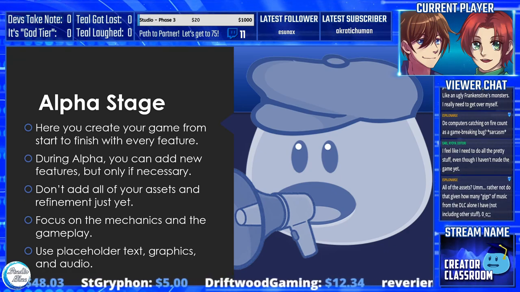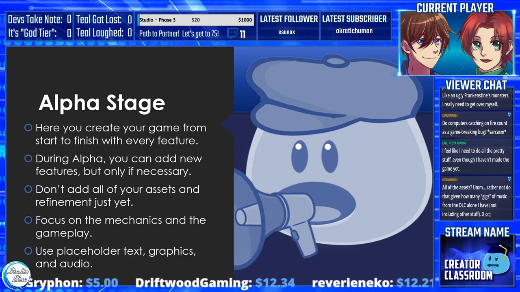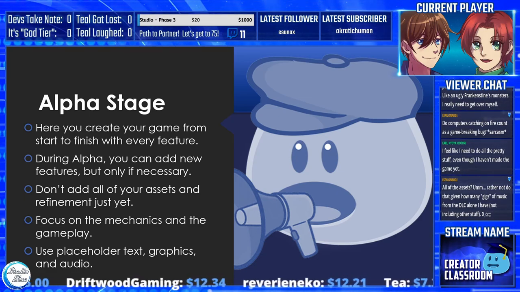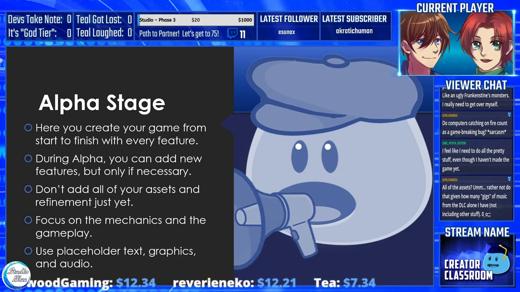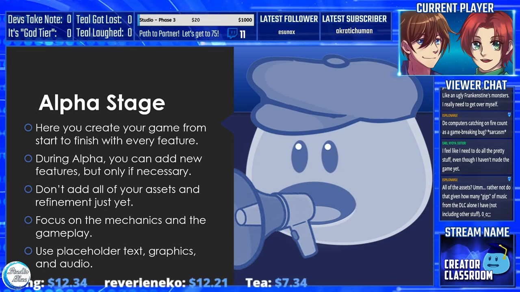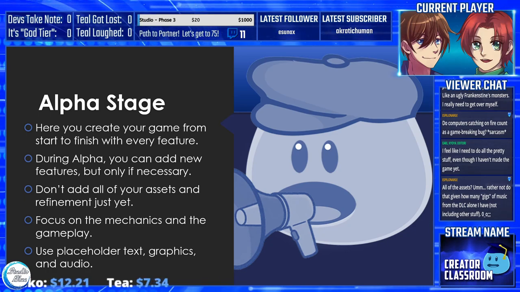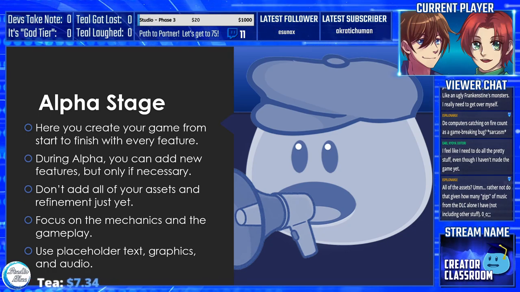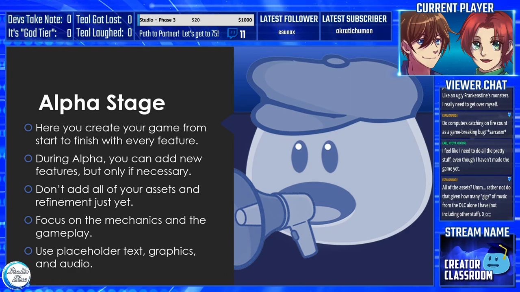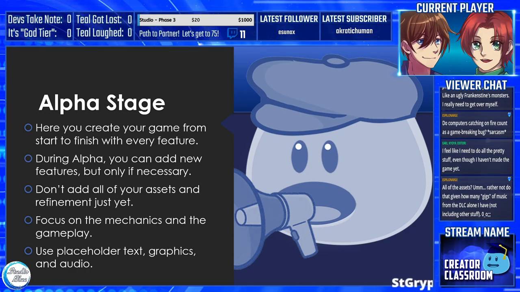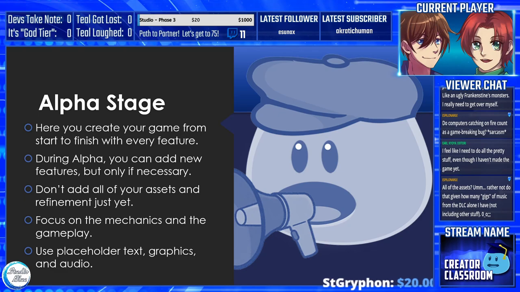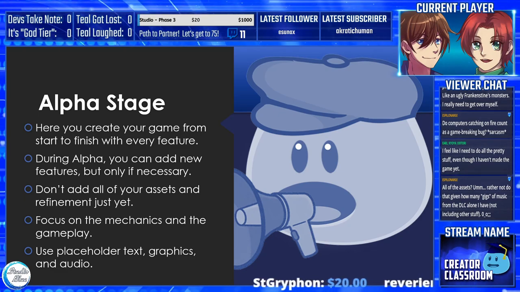Use the placeholders. And once your alpha is complete, then add them in. Add in all those beautiful things you can make. All the assets, rather not. I'd rather not do that, given how many gigs of music. Exactly. You want bare bones. Your alphas are bare bones. That's the best way to describe it. They're functional, but not pretty. And often not well written either.